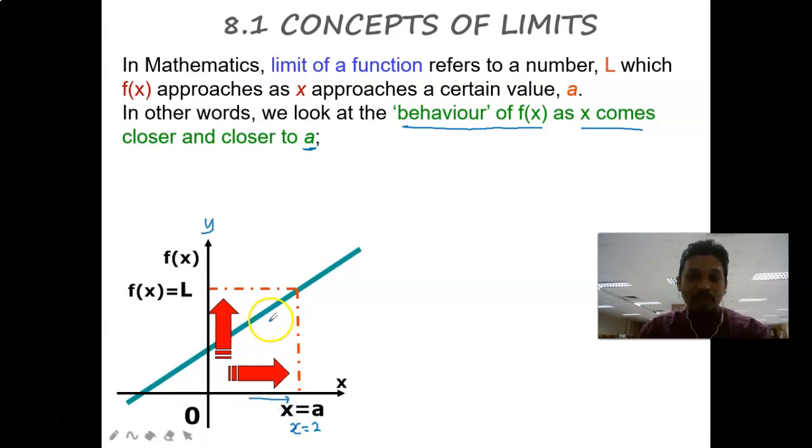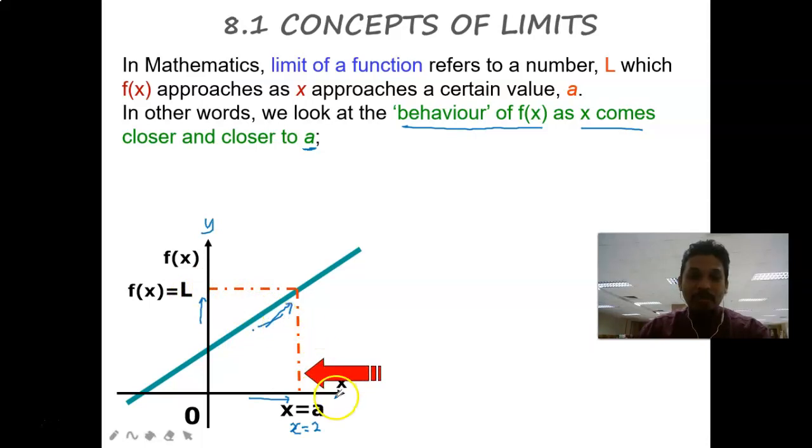Look at the graph here. As x approaches a from the left, the graph approaches a value, which is L. If you refer to the value of y, it is approaching L. So when x approaches a, the function approaches the value of L, somewhere around here on the y-axis.